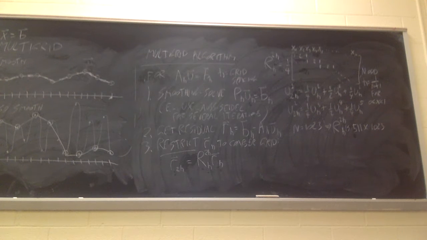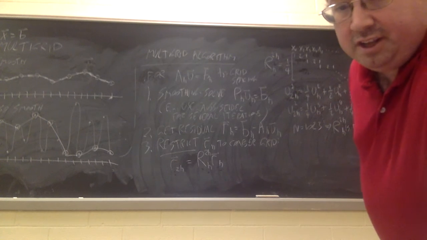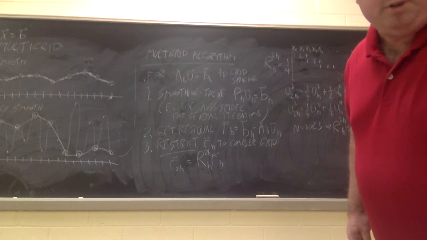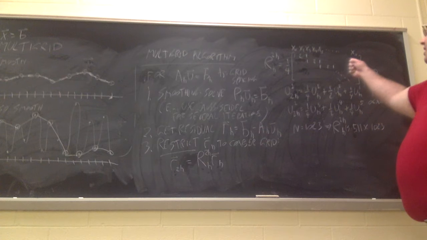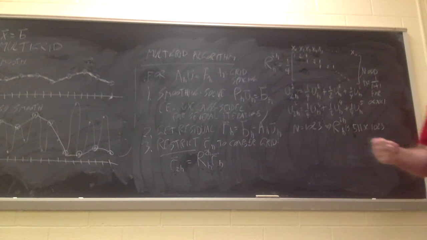So the next thing that you do in the multi-grid algorithm, you just perform this matrix in your code. As you can see, most of the entries would be zero. So like your matrix A, this matrix should be a sparse matrix.